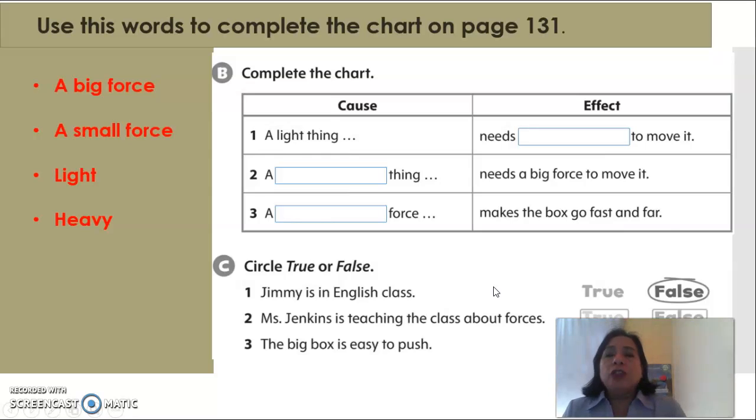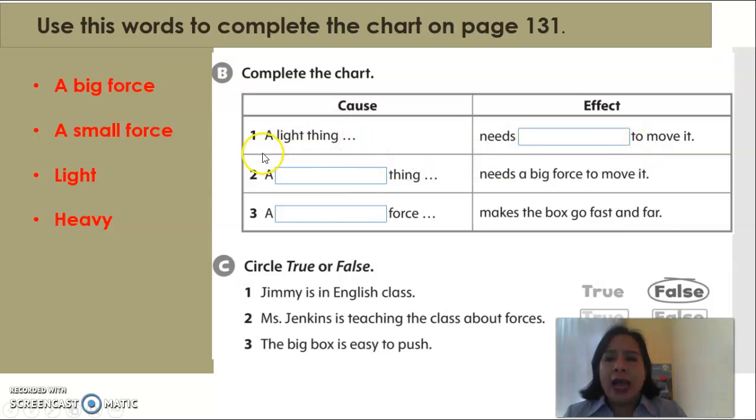Continue. Use these words to complete the chart on page 131. Remember, you will have to write the date on that page too, page 131 in the workbook. This is a comprehension activities about page 130. For the exercise B, it says complete the chart, okay? You have the cause and you have the effects.